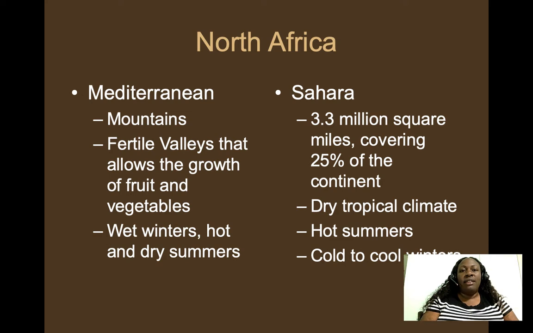Now the Sahara Desert, or the Sahara area of the vegetation regions, is 3.3 million square miles, and it covers about 25% of the continent. The Sahara Desert is so huge that you could fit the United States inside the entire desert. The climate there is a dry tropical climate, with hot summers and cool to cold winters. So hey, you thought just because you were in the desert it was going to be hot, but in the wintertime it does get quite chilly.